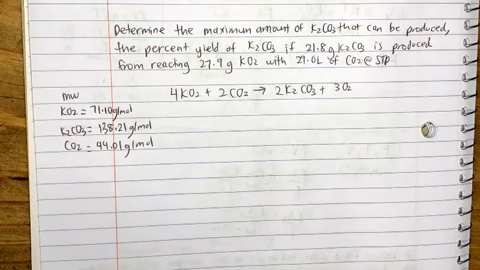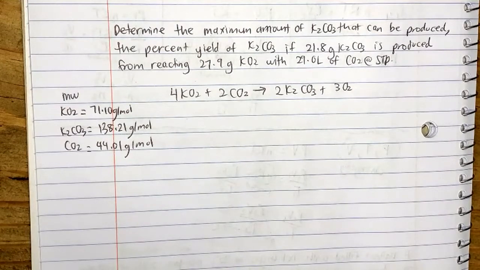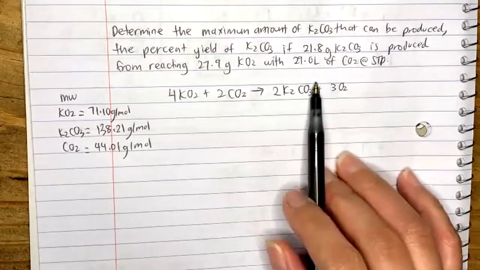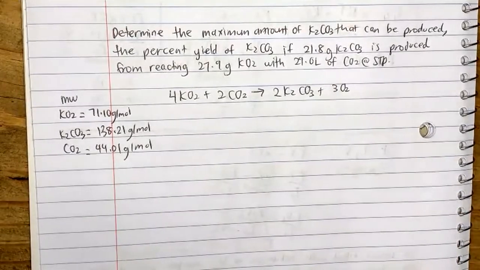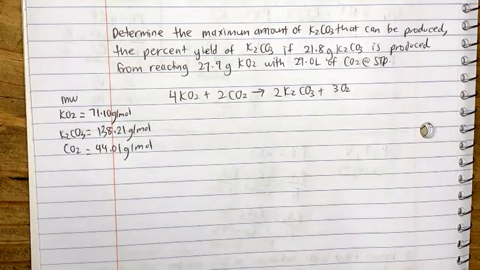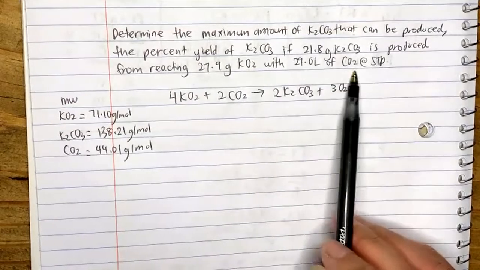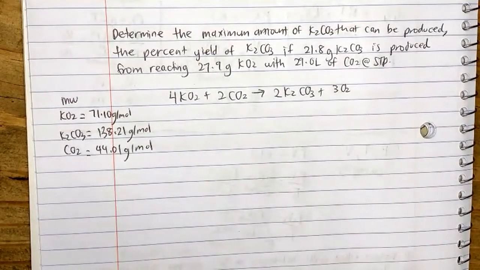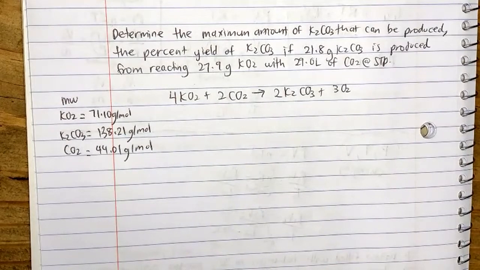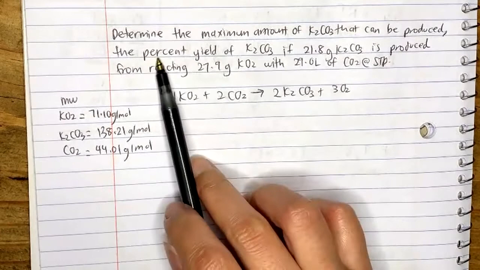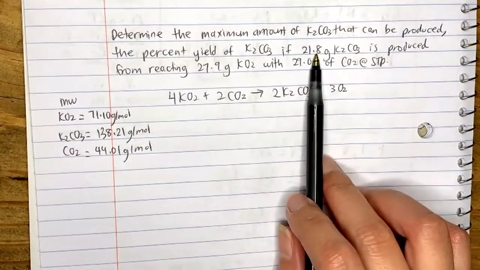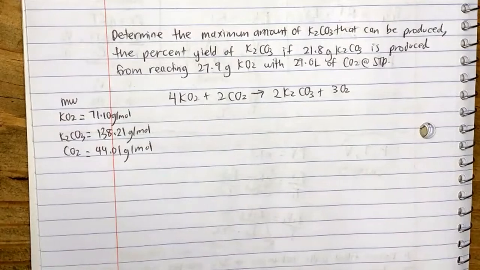Okay, so this is a stoichiometry problem, but now they're throwing in gases at you. So stoichiometry is not over yet. The gas chapter still has it. So let's take a look at how we can solve this. It says here, number 1, determine the maximum amount of K2CO3 that can be produced. That's the theoretical yield, right? So number 1, we have to look for the theoretical yield from this reactant and that reactant. Let's do that one first. After we get the theoretical yield, they want you to find the percent yield because they gave you the actual yield.